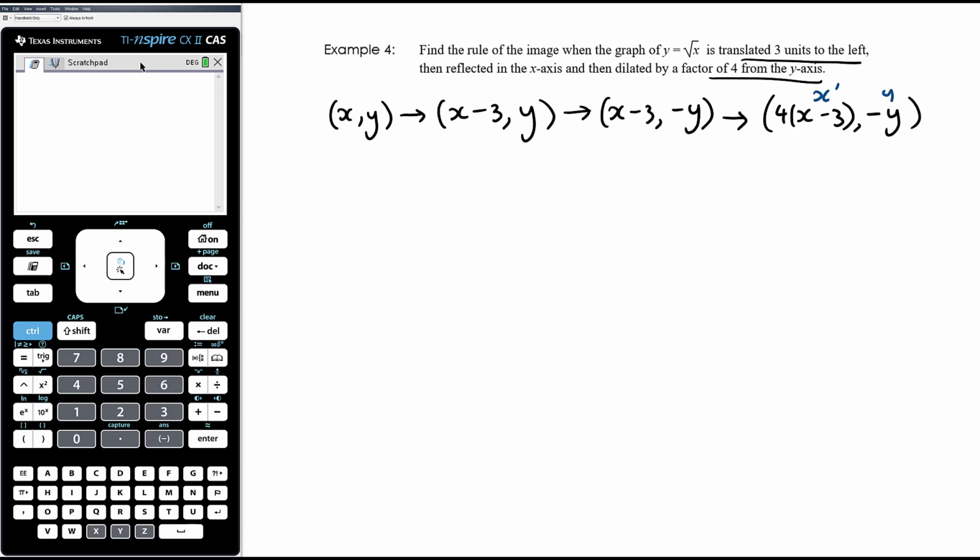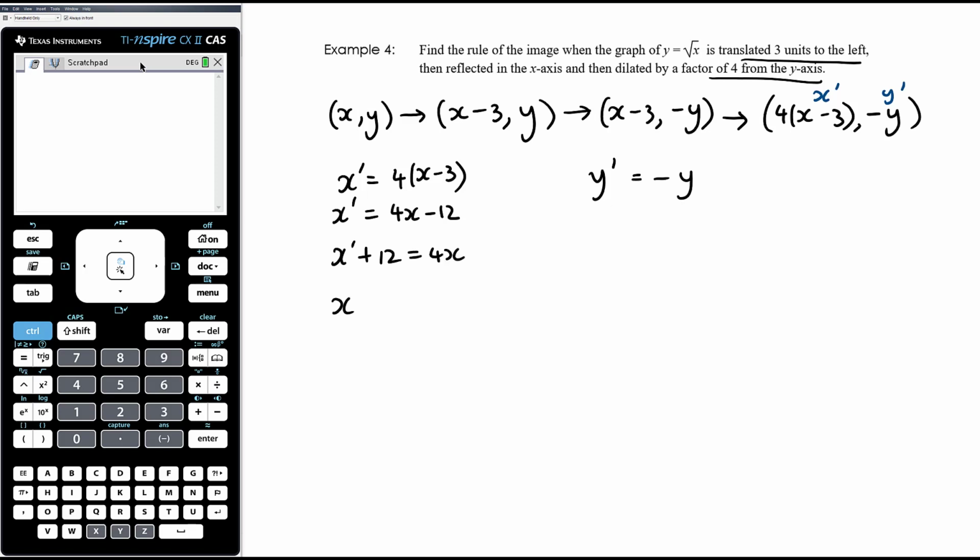This is x dash and this is y dash. So the image of x is 4 times (x - 3), which you might choose to write as 4x - 12. Up to you. And the image of y is negative y. Okay. So we want to make x and y the subject, so we can substitute into our rule, y equals root x. So we're going to add 12, x dash plus 12 equals 4x, and divide by 4. So x equals (x dash + 12) on 4.